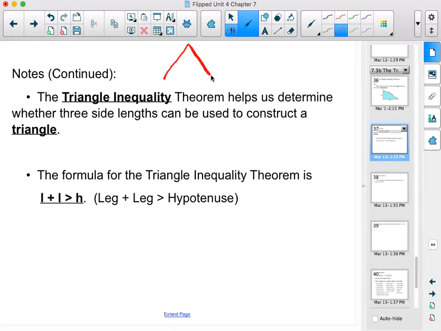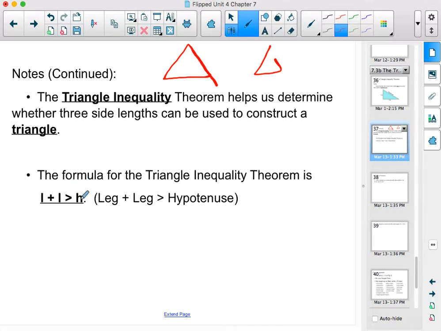Remember, a triangle is a closed figure where all three sides match up perfectly. Nothing is sticking out at the edge. There are no gaps like that. So there actually is a lot of math that goes into creating a triangle. And the math is the formula right here.